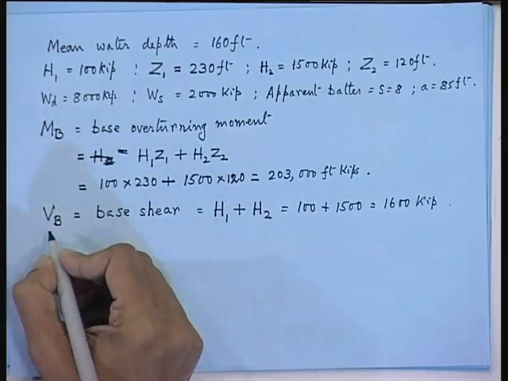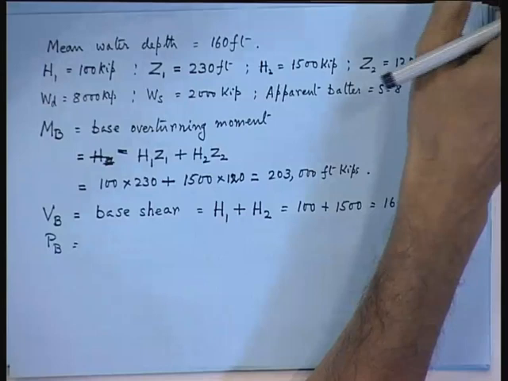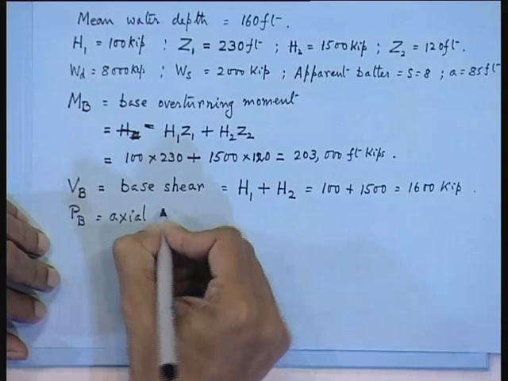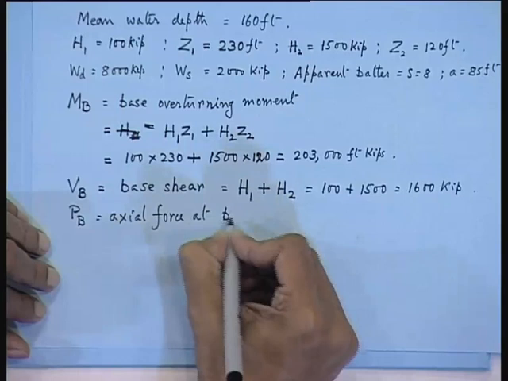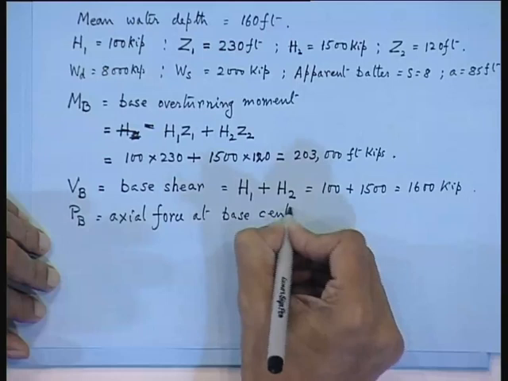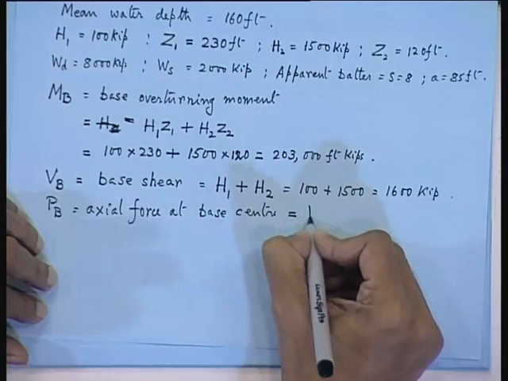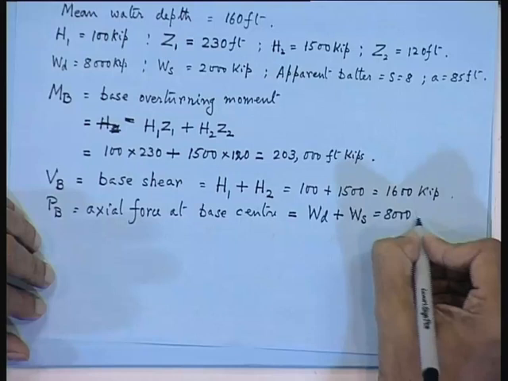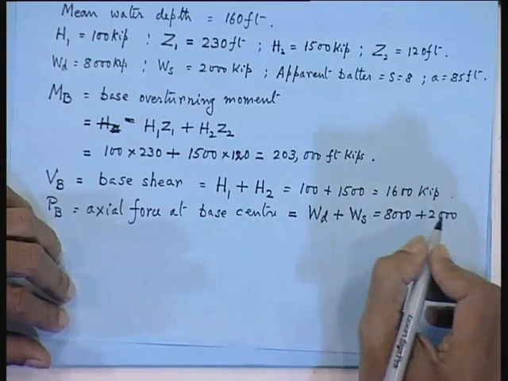Now you calculate PB. PB is the force that I have told, that is coming from the vertical load. So PB is denoted as the axial force at base center. This is simply your vertical load. What is that? Your deck load, WD, plus jacket load, WS. So this comes as 8000 plus 2000. I think this has been given in the problem. Yeah. So this is only 10,000.